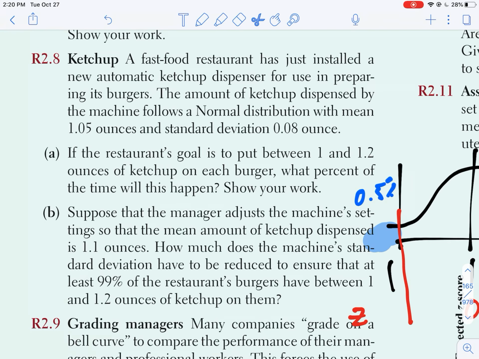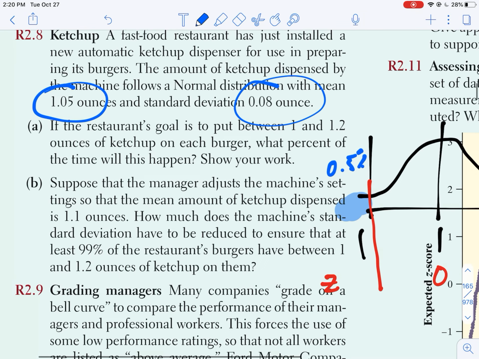So, we know that to start out, we have a mean of 1.05, standard deviation of 0.08. Now we're going to jump to part B. It says, suppose that the manager adjusts the settings so that the mean amount of ketchup dispensed is 1.1. How much does the ketchup standard deviation have to be reduced to ensure that at least 99% of restaurants' burgers have between 1 to 1.2 ounces of ketchup on them?